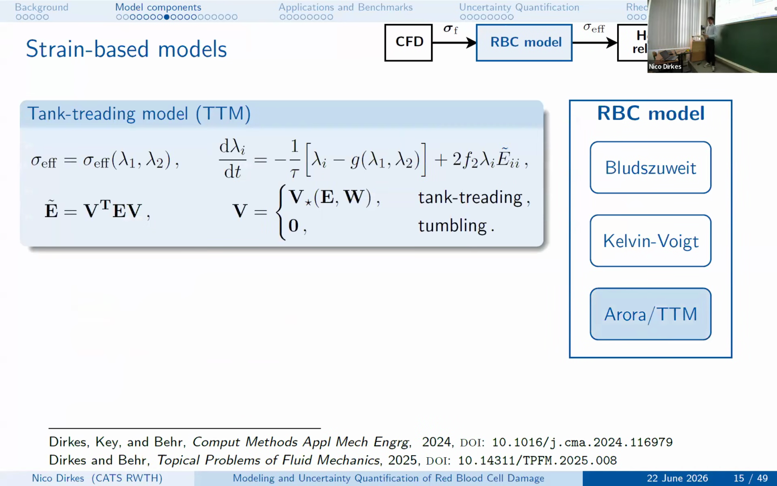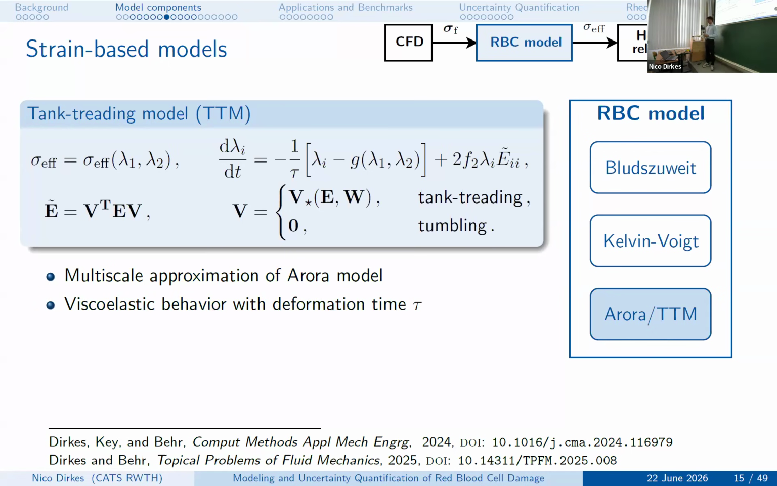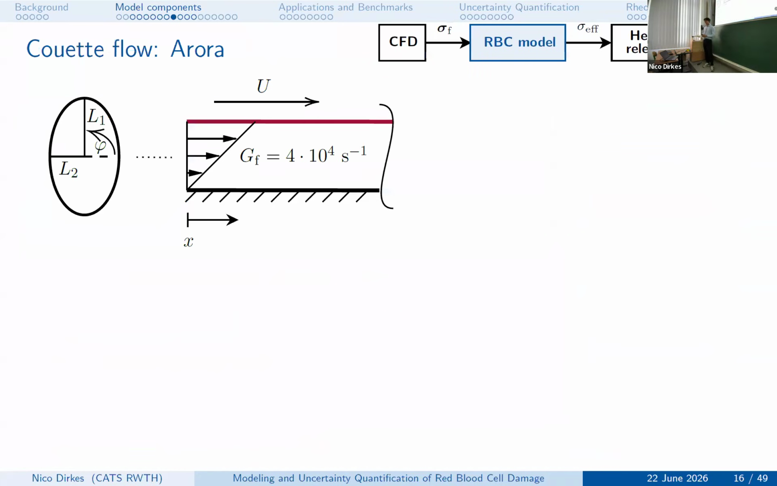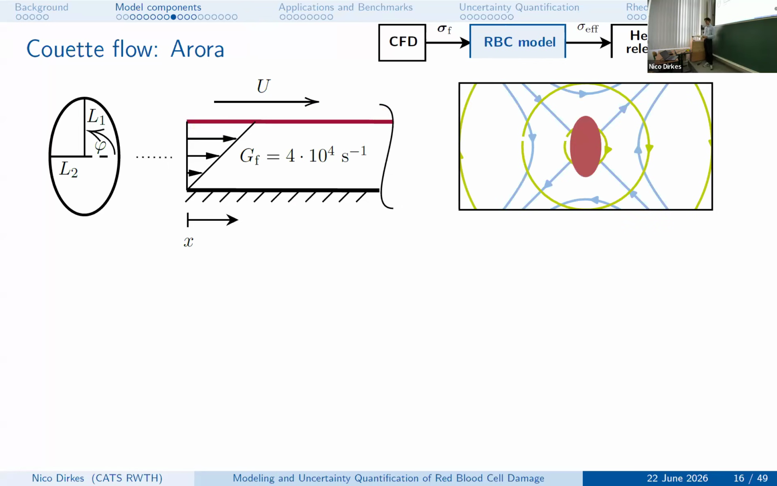And then there is one more model, which I call the tank treading model, which is essentially a multi-scale approximation of this more complex model. I don't really want to go into details here, but this model has the same kind of effects as the original model in a more efficient framework. So I will just compare the two models in this example of a Couette flow here. In this Couette flow, we have a fixed lower wall and a moving upper wall, and we introduce red blood cells here at the inflow, and we then follow them along this upper wall and see how they deform as they move along this upper wall.